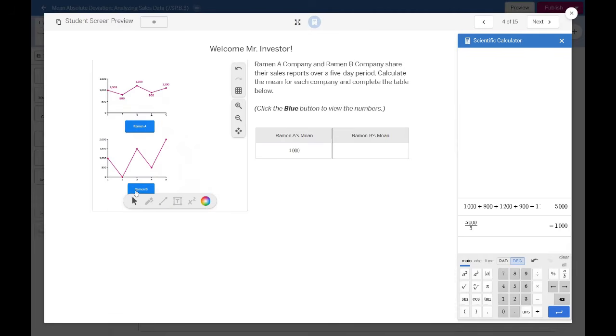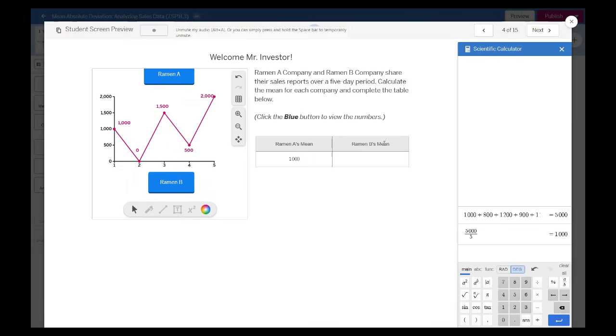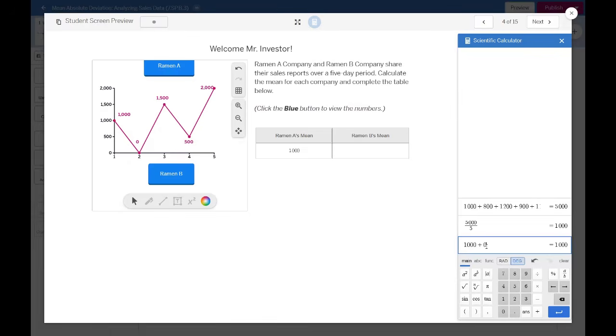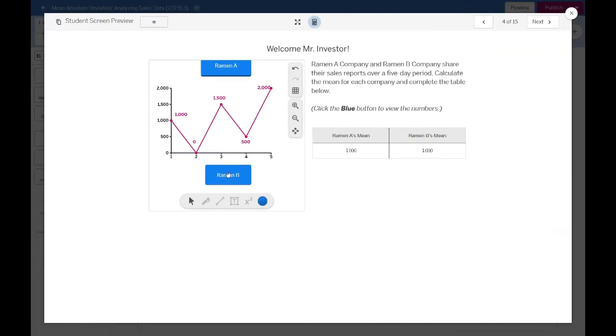Then for Ramen B, you can pause this video and try to calculate it on your own. Okay, if we're going to check, we have 1,000 plus 0 plus 1,500 plus 500 plus 2,000, and we still have 5,000. So 5,000 divided by 5, since we have 5 data here, and they have the same mean or average. So is this enough for us to conclude that they have the same performance?